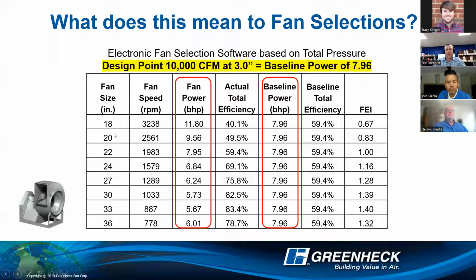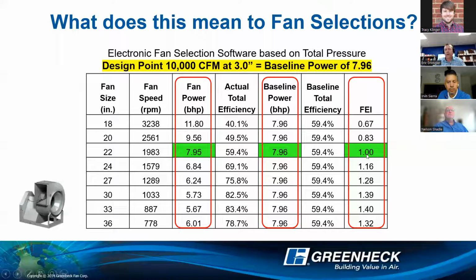Now, as I go up in fan size, I'm going higher up on the fan curve, right? So I'm consuming less power as I go to a larger fan size. And the FEI goes up as the fan power goes down, and basically where my fan power intersects the baseline power is where I'm at 1.0.